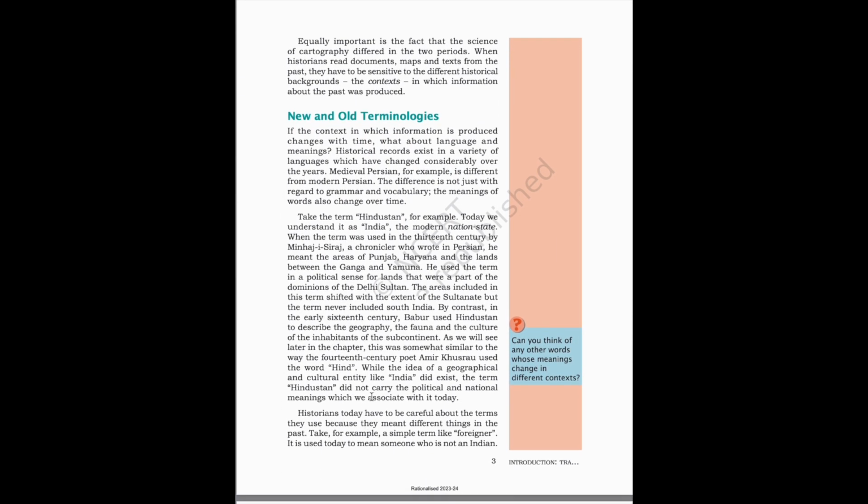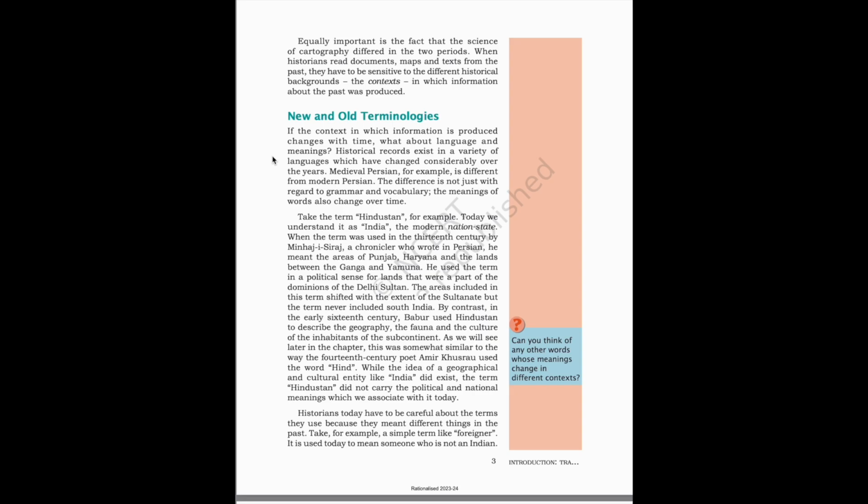Equally important is the fact that the science of cartography differed in the two periods. When historians read documents, maps, and texts from the past, they have to be sensitive to the different historical backgrounds, the context in which information about the past was produced. New and old terminologies. If the context in which information is produced changes with time, what about language and meanings?